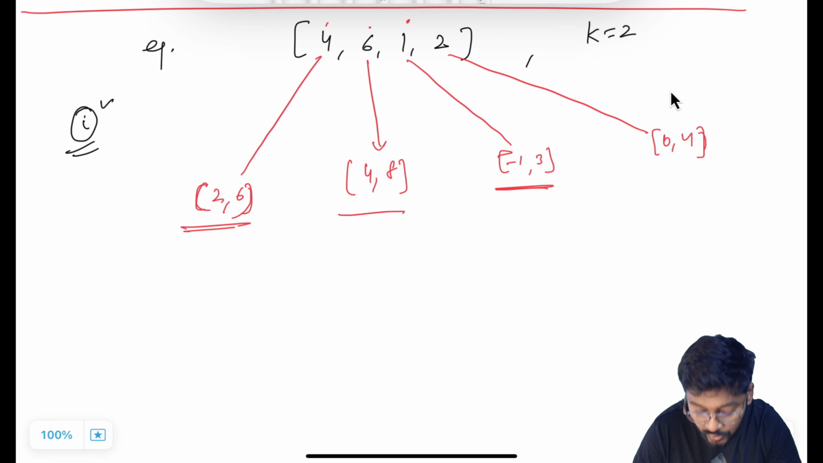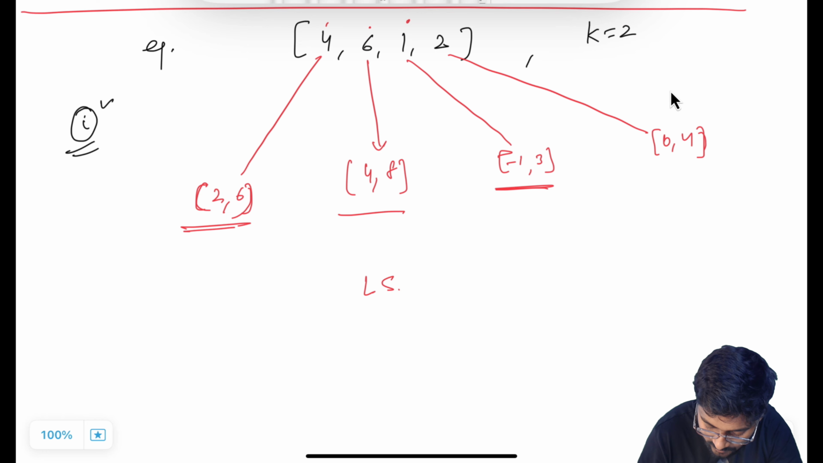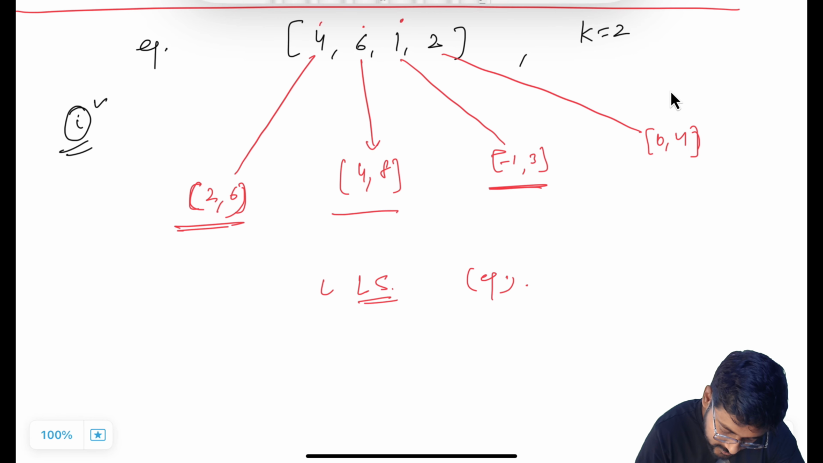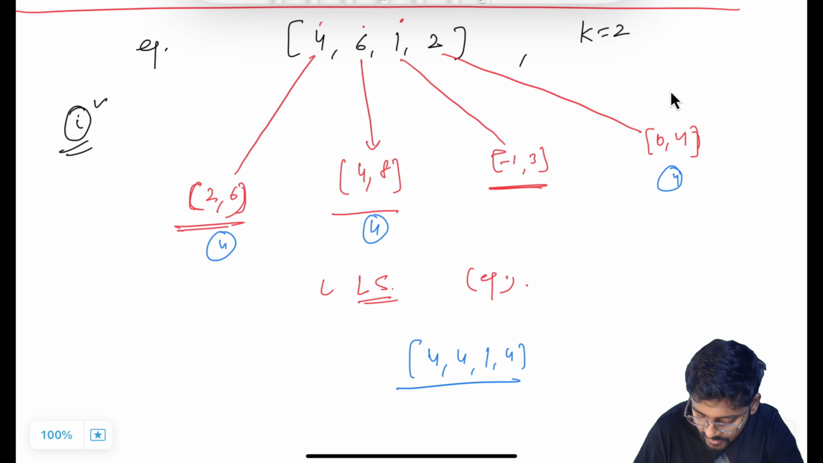And what do we have to return in the end? The length of the longest subsequence with equal elements. So what can be the possible answer? Let's say 4 is part of our answer, and I try to make 4. I pick 4 from this range, 4 from this range, from this range I cannot pick 4, and I pick 4 from this range. So the array will become 4, 4, 1, 4. Here the longest subsequence with equal elements is 4, 4, 4, which is 3.